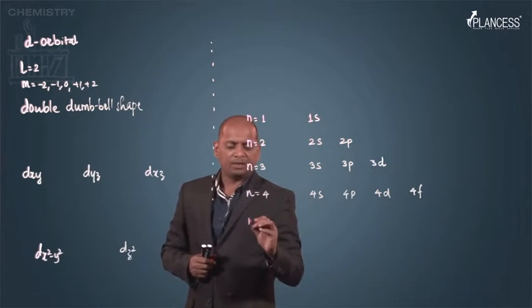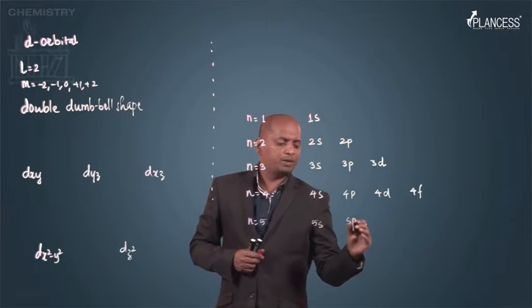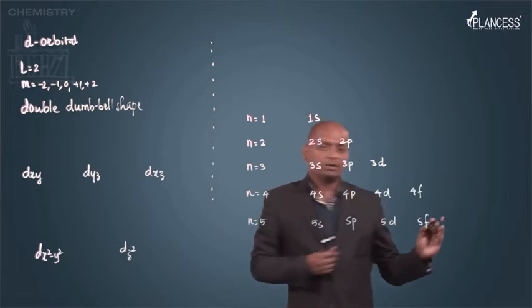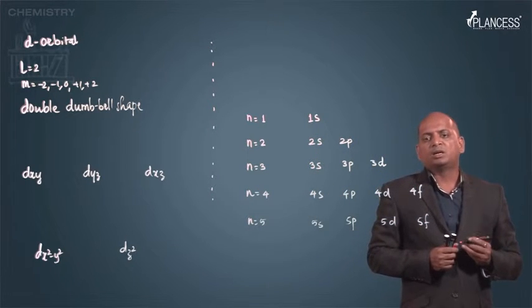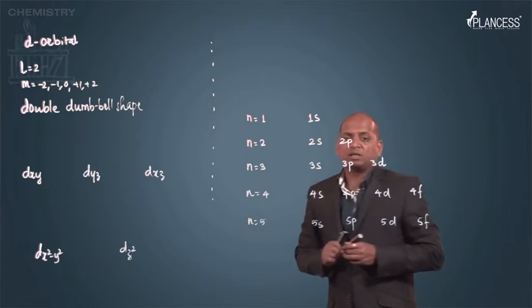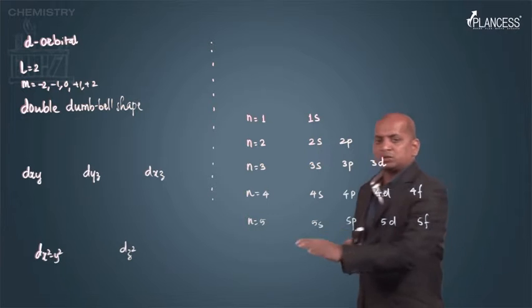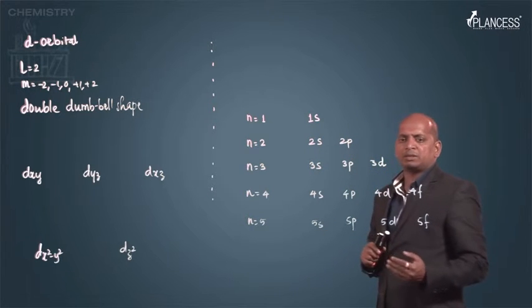When n is equal to 5, we have 5s, 5p, 5d and 5f. The next one will be 5g, but it has not been derived yet. It is unknown, and so on. So for 7 also we write 7s, 7p, 7d, 7f, like that.